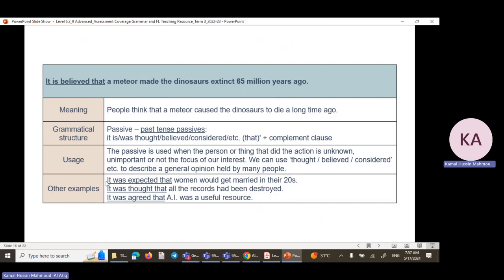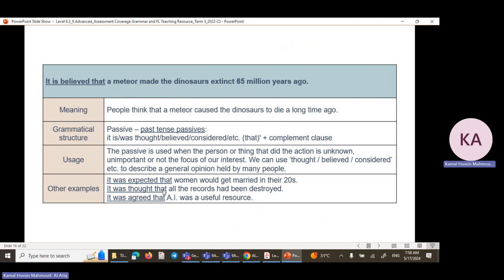that. It was expected that, the same thing. It plus was plus ed or past participle. It was thought that. It was agreed that. As you can see, after "it", you have to add either is or was. If you are talking about present, you add is. If you are talking about past, you add after it was plus past participle, and you can complete the sentence.